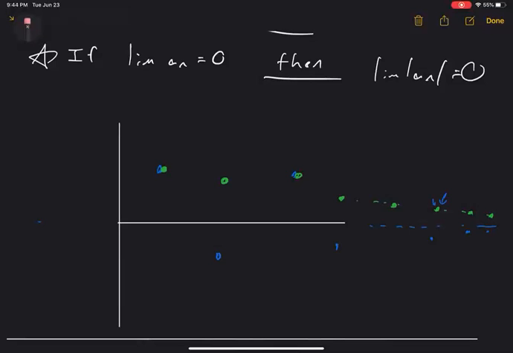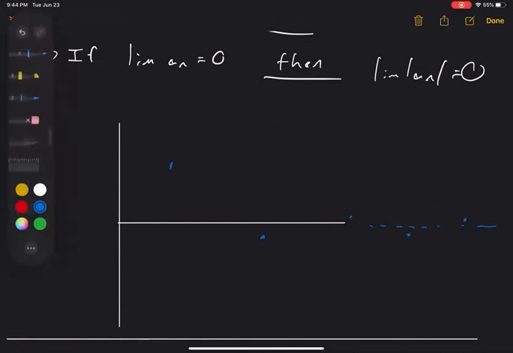And we have the opposite as well. Maybe I start with my original sequence, and I know that it's going to 0. I can see it clearly. What do I know about the absolute value? Let's do the absolute value in green again. Well, then I know the absolute value is going to 0 as well.